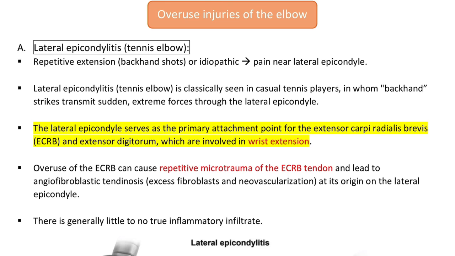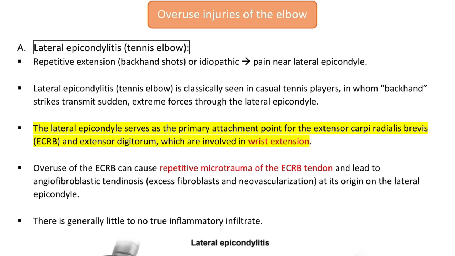First of all, tennis elbow. Tennis elbow is also known as lateral epicondylitis. Why does this pathological condition happen? Because of repetitive extension or backhand, or it can be idiopathic, meaning unknown cause, with pain near the lateral epicondyle.